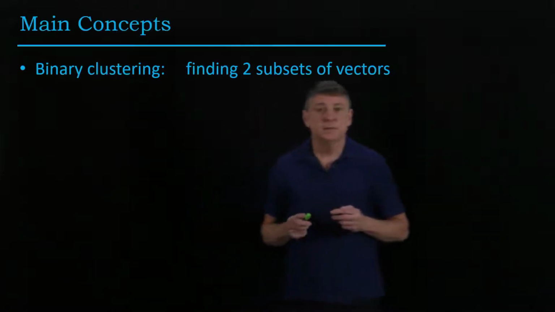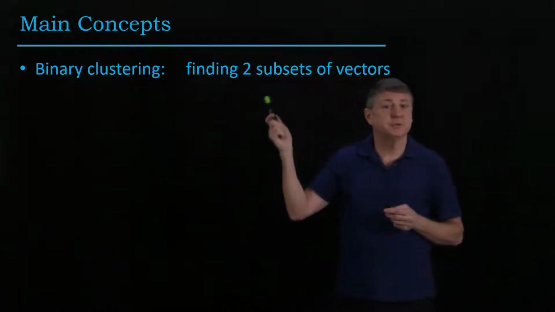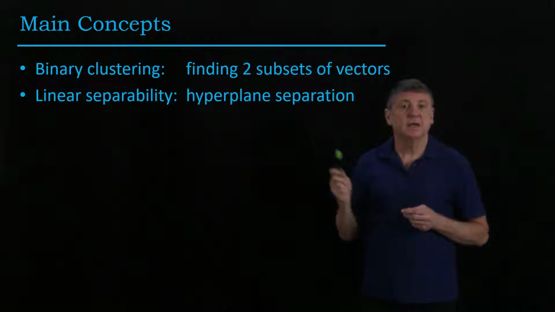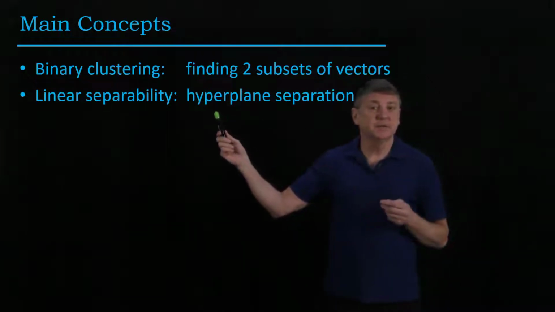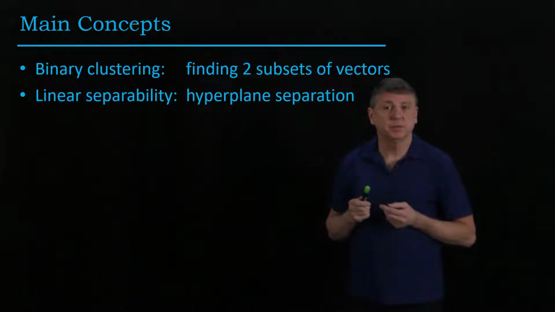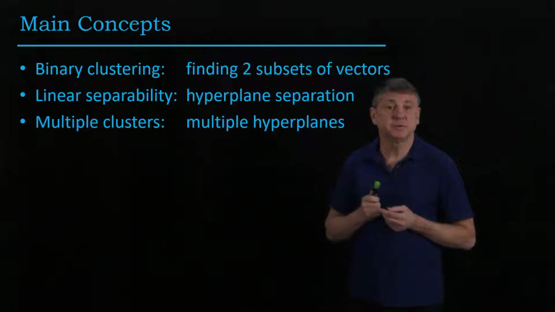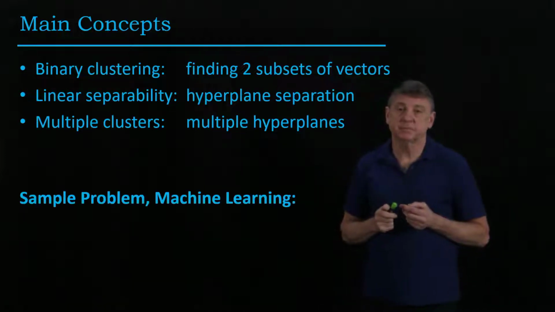Welcome. In this lecture in linear data analysis, which has multiple sessions, we'll explore how to separate clusters of data vectors using hyperplanes. The main concepts for this lecture are that in binary clustering, we have two subsets of these vectors. And we'll discover that if these are found, for example, by the k-means algorithm, they're separated by a hyperplane. If there are multiple clusters, there are multiple hyperplanes involved in this separation process.